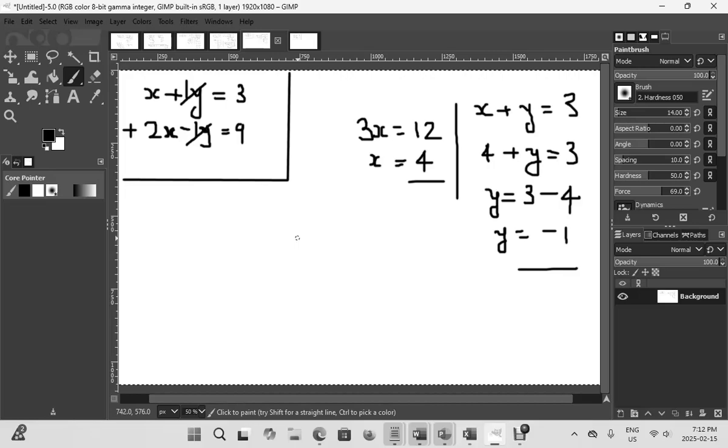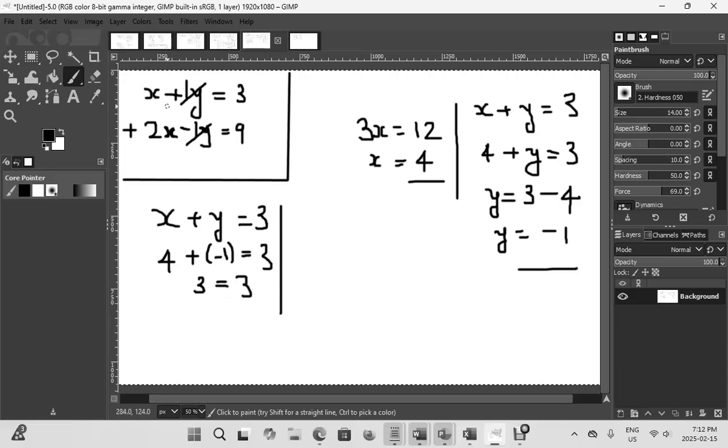Now, in order for you to double check these two values, all you have to do is sub in both values in both the equations, and make sure that both sides of the equal sign are the same. Let's say x plus y equals 3. So we know that 4 plus -1 equals 3. So 4 minus 1 is 3, equals 3.